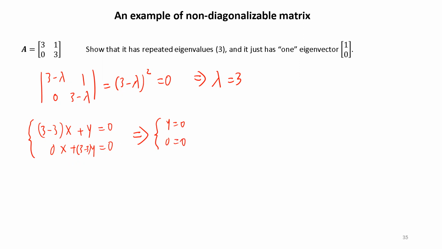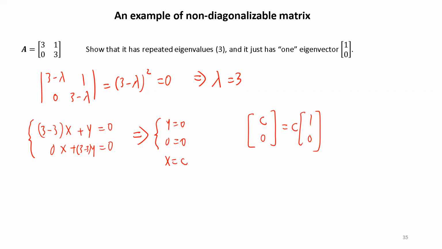So that means the eigenvectors must have a 0 y component, okay? And there's no restriction on the x component. So I can write x equals some parameter c. So the eigenvector we have is (c, 0), which is c times (1, 0). So then (1, 0) is the eigenvector. But this is really the only one that we can find.